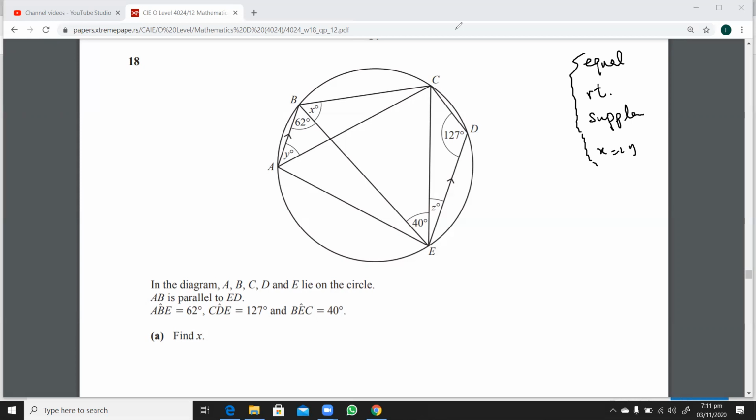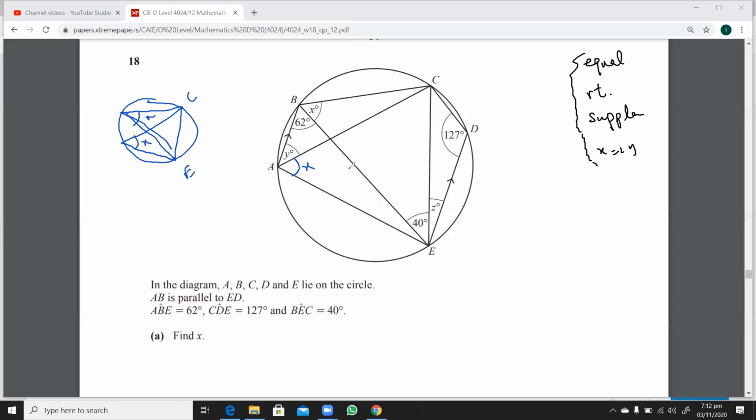Rather than directly looking for x, y, z, I'll start playing with this. First of all, I'm going to say that this is going to be x over here, because if you have a chord like this, look at this chord CE. If CE is making an angle like this over here, it would be the same angle over here as well. So if this angle is x, I can write this angle as x, because those are angles in the same segment.